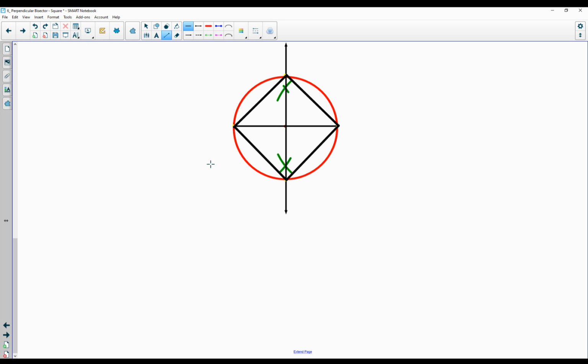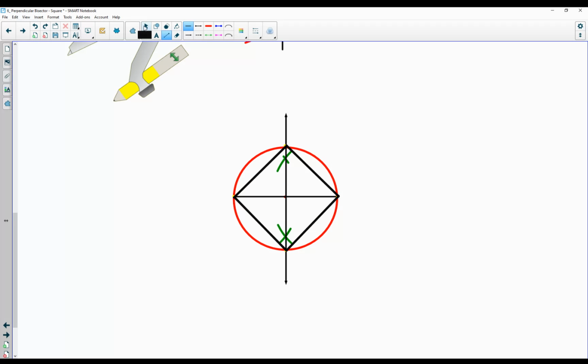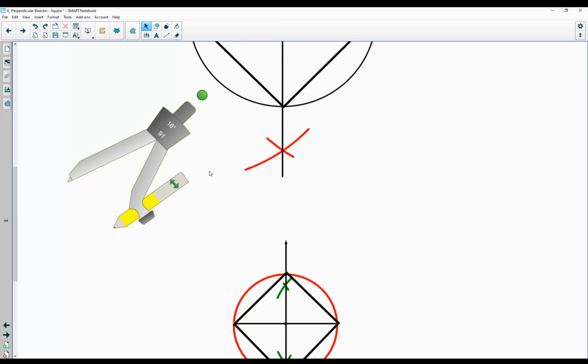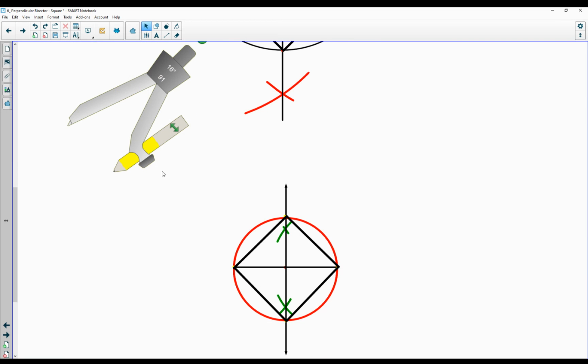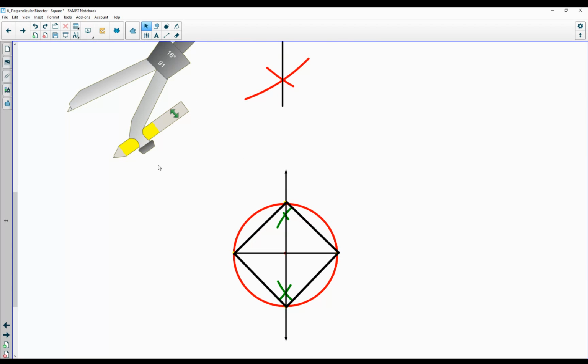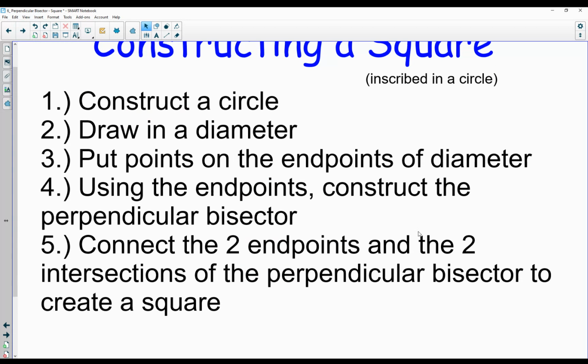Done. Okay. And there you have how to construct a square inscribed in a circle using the perpendicular bisector. On the next page, here are the steps.